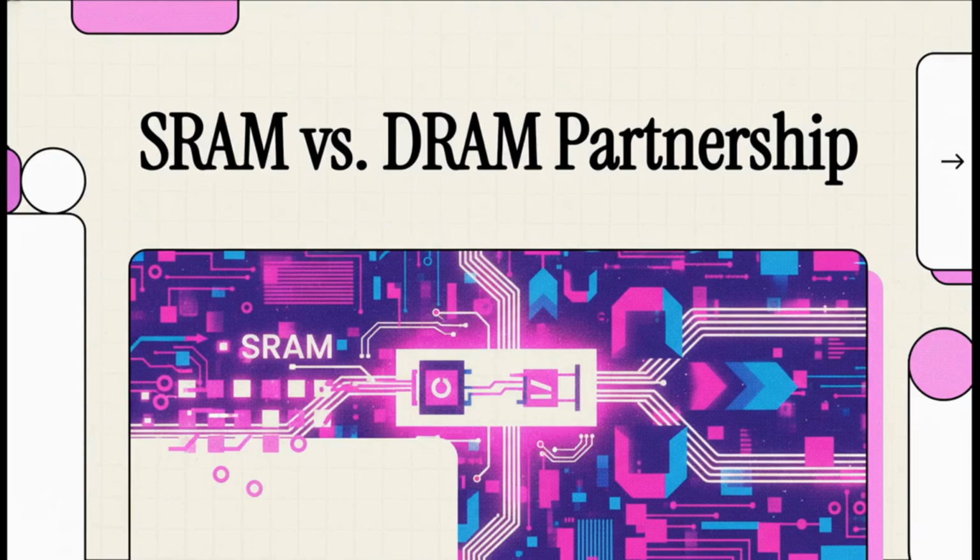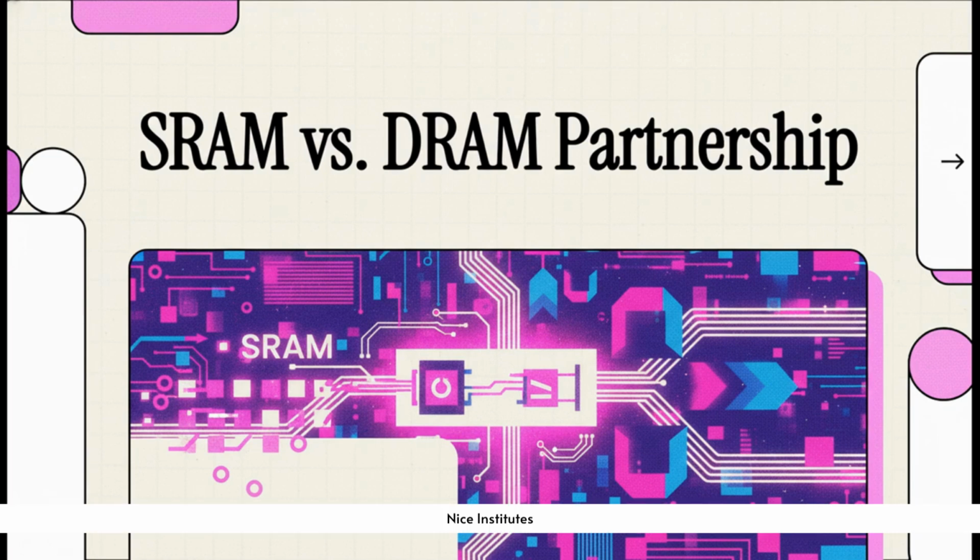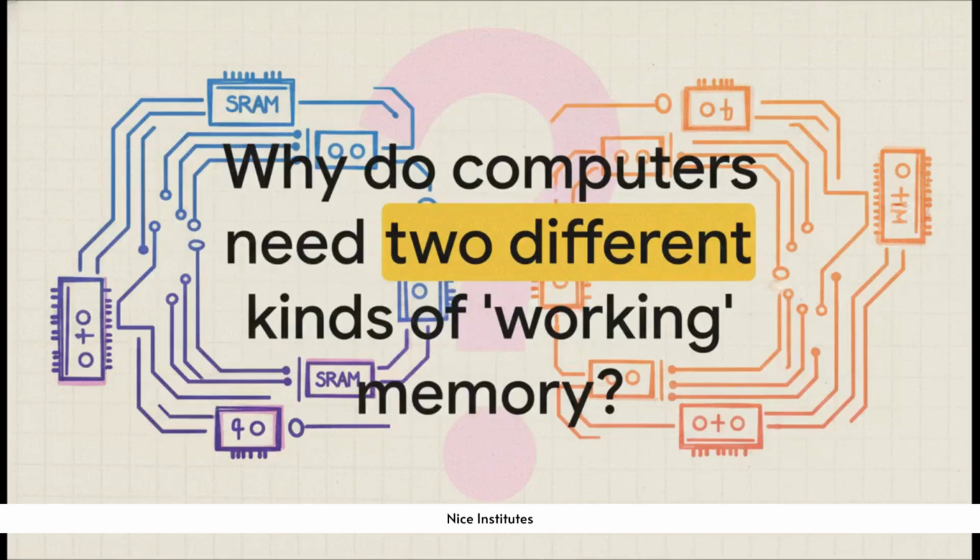Have you ever stopped to think about what's actually happening inside your computer when you, say, open up an app? It all comes down to memory. But it's not just one kind. Today, we're going to pull back the curtain on this hidden partnership between your computer's two main types of working memory, SRAM and DRAM.